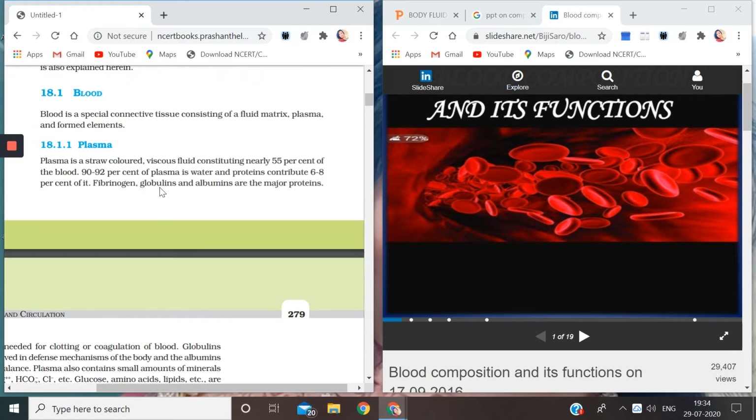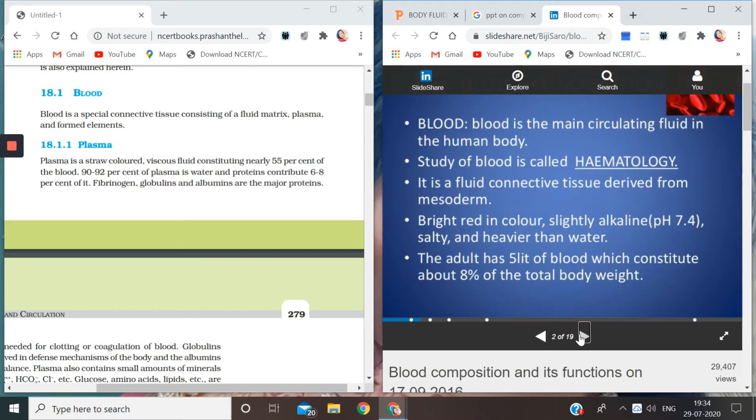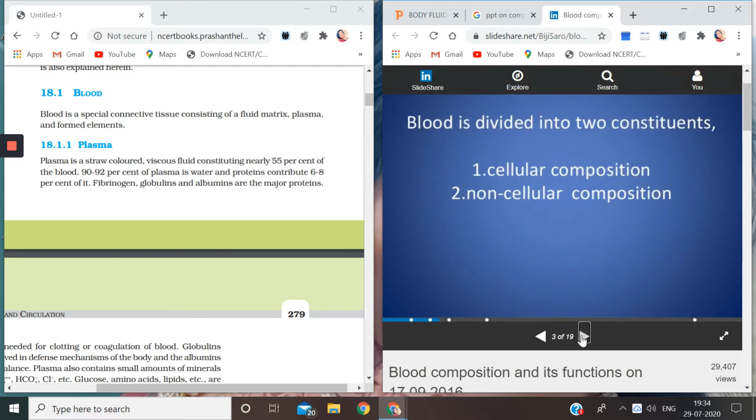So let's start with the composition of blood. You see, first I'll show you. So blood is divided into two constituents. One is the cellular composition and the other one is the non-cellular composition. Okay, children. So these two combine together and they form blood.